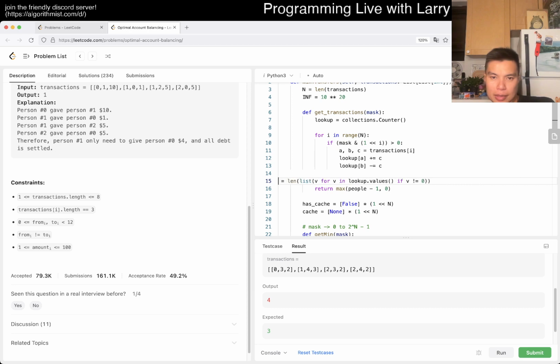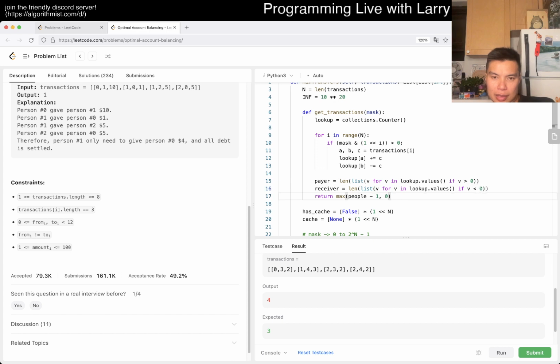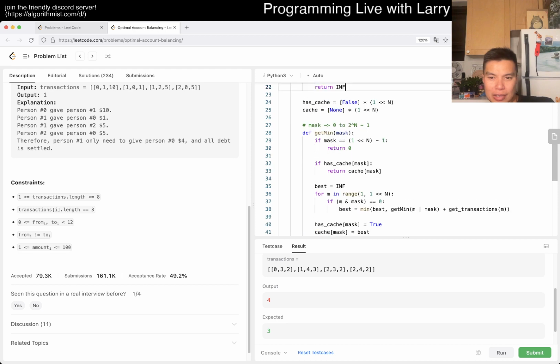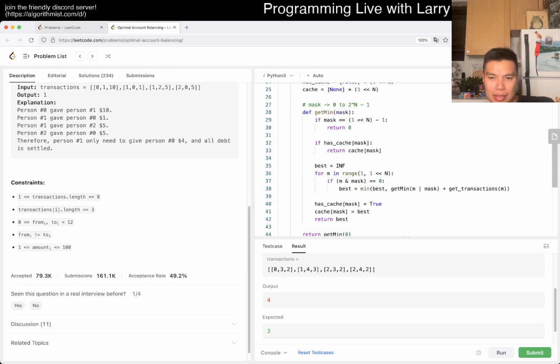Okay, let's say payer is equal to this, and receiver is equal to this, right? And then maybe we want max of payer, receiver. Or if payer is equal to 1, then return receiver. If receiver is equal to 1, return payer. Otherwise, what happens if you have 2, right? Then you just maybe return infinity. I don't know if that's true, to be honest.